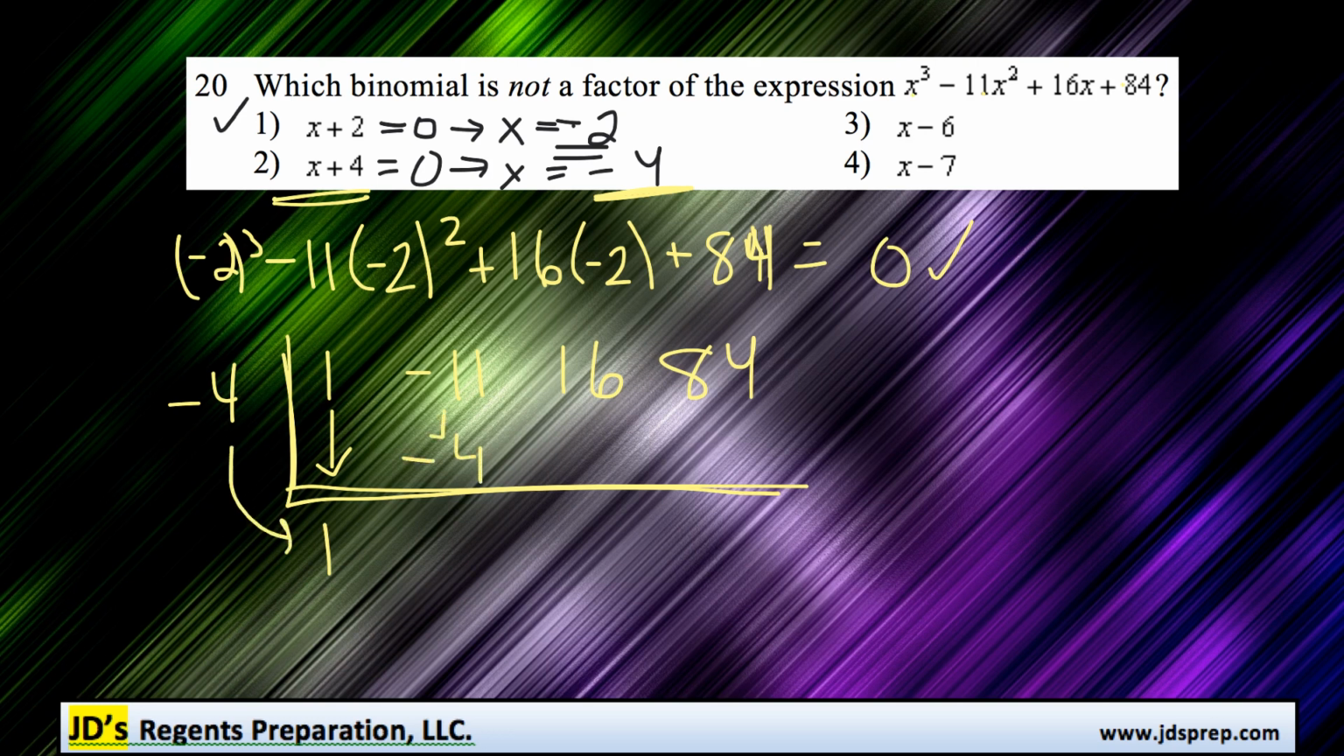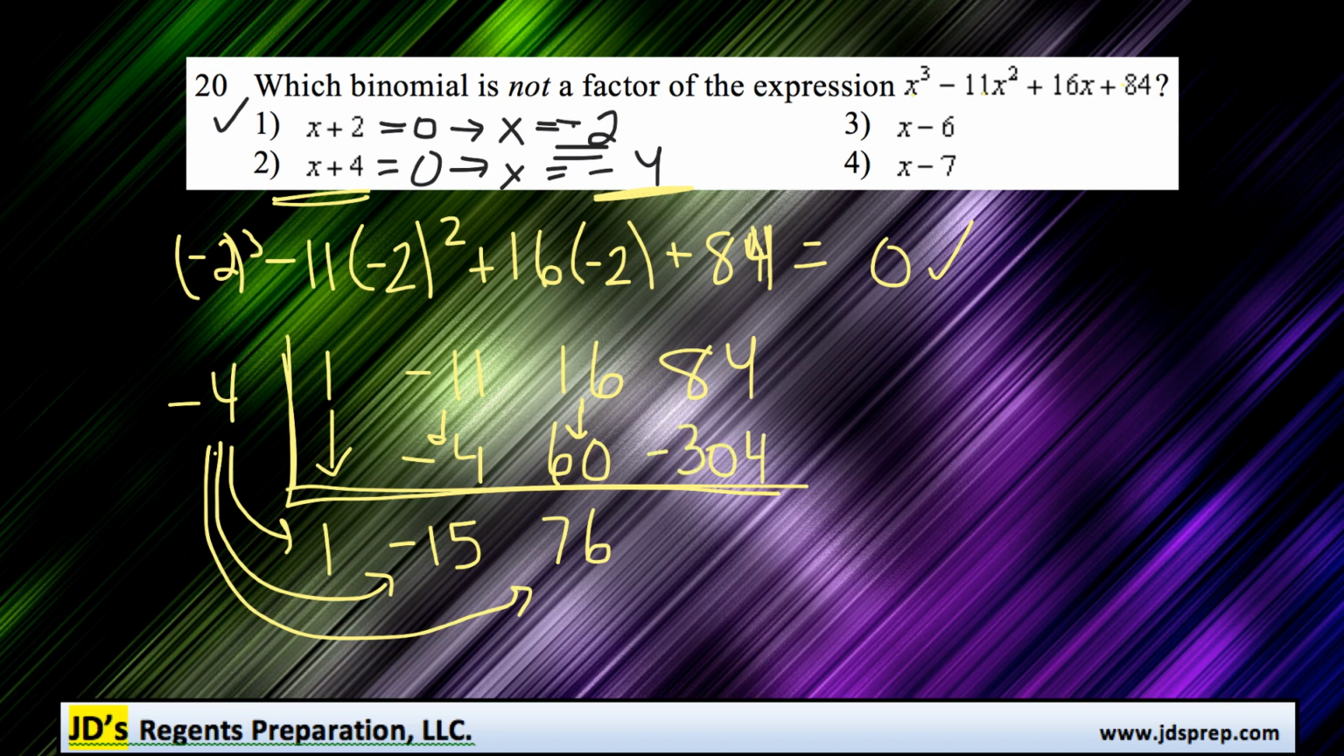And then we add these two numbers together, so negative 11 plus negative 4 is negative 15. And then we multiply negative 4 times negative 15 to get positive 60, so that goes here. Adding these two numbers gets us 76, and then you can kind of see a pattern here. We're going to multiply negative 4 times 76, which is negative 304. And then adding these two numbers does not give us a 0, and that's what we would have to get.